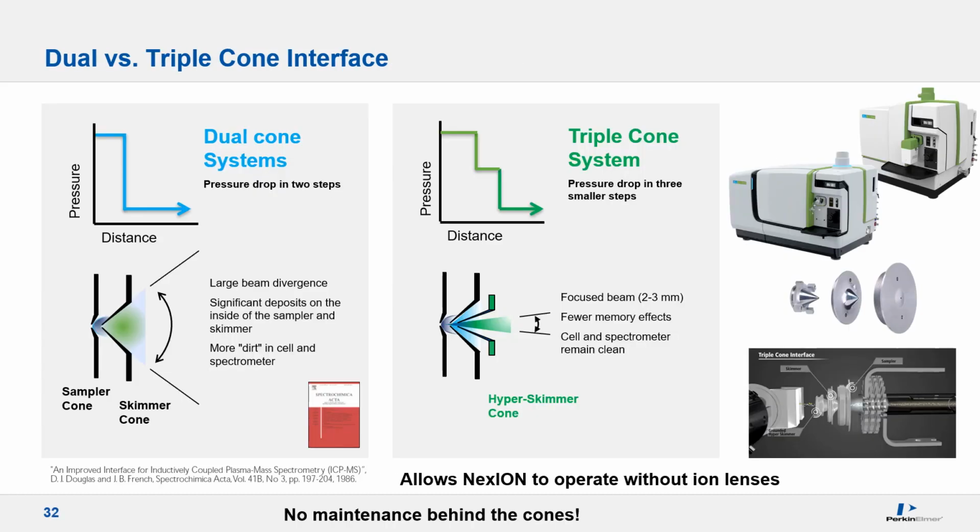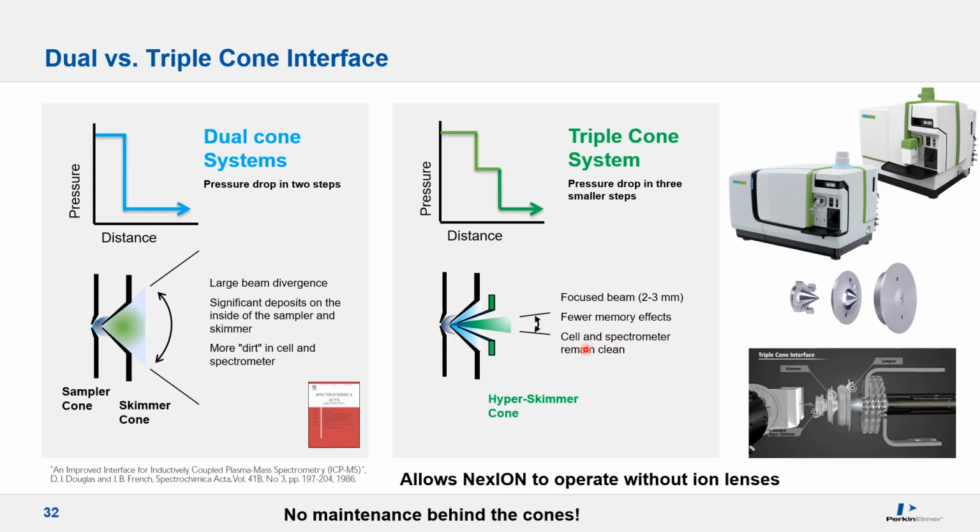So the second important point is the interface. What distinguishes the NexION series is a triple cone interface. A triple cone interface provides a more tightly defined ion beam. We see that here in the second panel. So we have here the sampler cone, skimmer cone, and hyperskimmer cone. In that area, sampler, skimmer, and hyperskimmer cone, which provide a narrow ion beam in the order of 2 to 3 millimeters behind the cones.